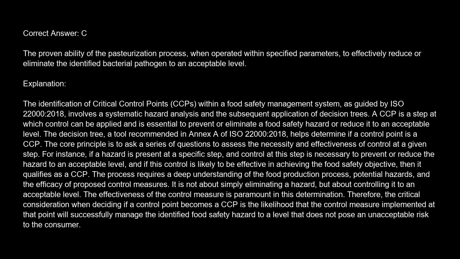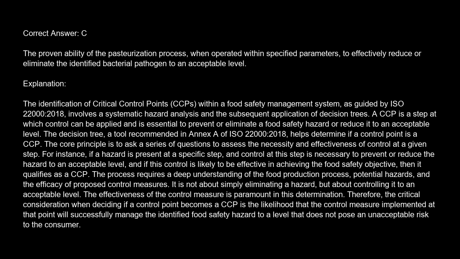Correct answer is C, the proven ability of the pasteurization process, when operated within specified parameters, to effectively reduce or eliminate the identified bacterial pathogen to an acceptable level. Explanation: the identification of critical control points, CCP, within a food safety management system, as guided by ISO 22000-2018, involves a systematic hazard analysis and the subsequent application of decision trees. A CCP is a step at which control can be applied and is essential to prevent or eliminate a food safety hazard or reduce it to an acceptable level.